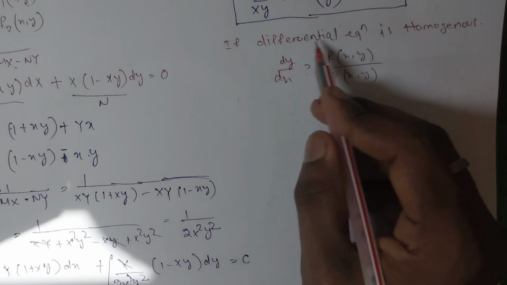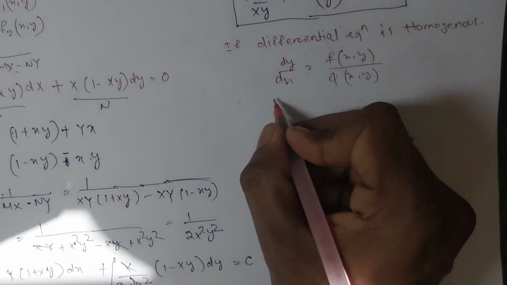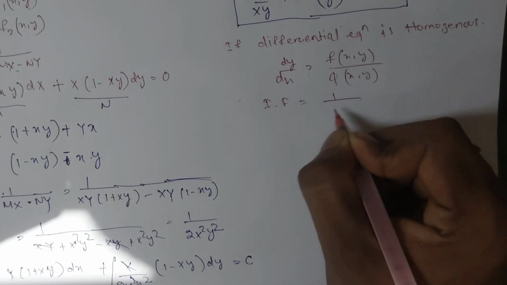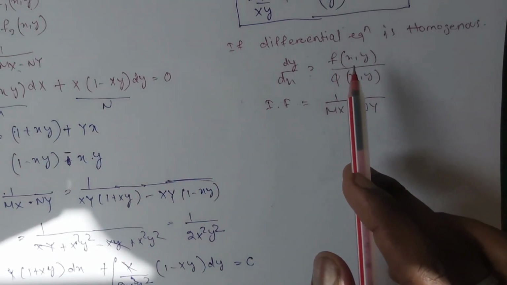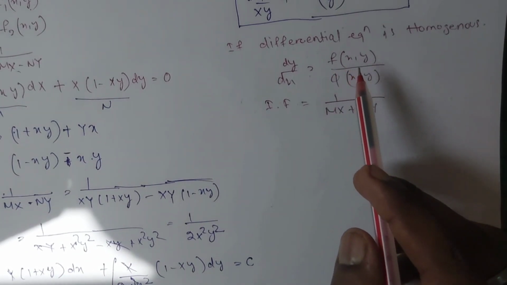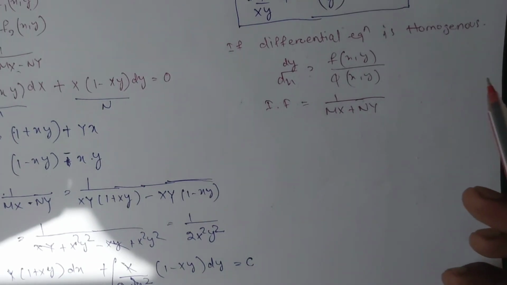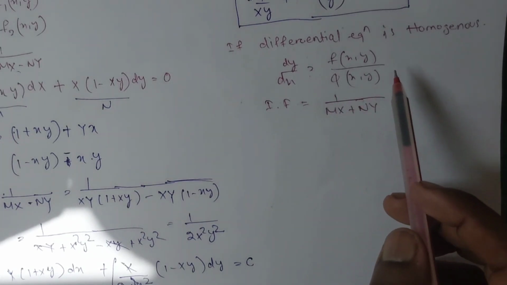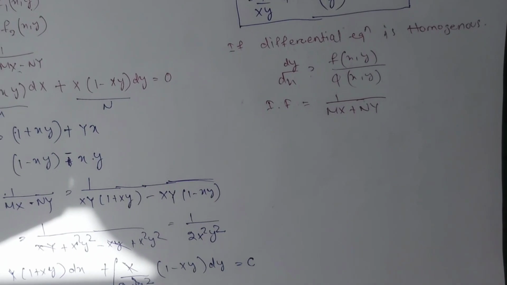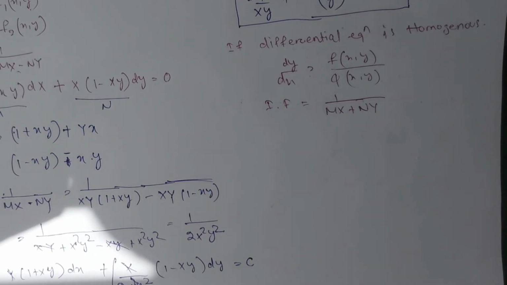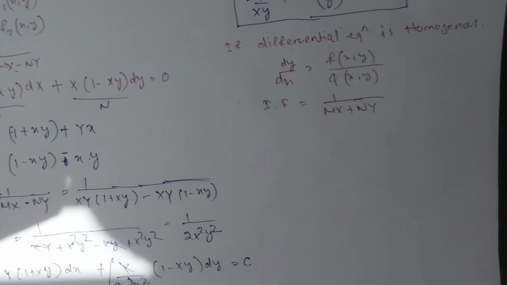If the differential equation is in homogeneous form, then the integrating factor equals 1 by (Mx plus Ny). If the equation is a homogeneous differential equation, we can solve it by the homogeneous method, but that method is a little bit lengthy. But if we convert it into an exact differential equation, this method is very simple, less lengthy, and you can get the exact result within 1 to 2 minutes. So let's take an example.